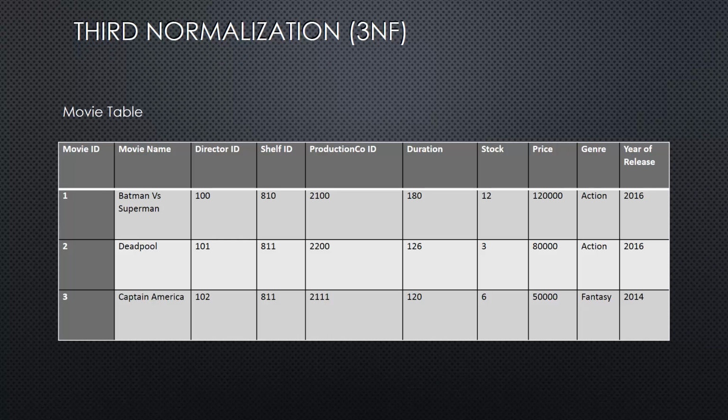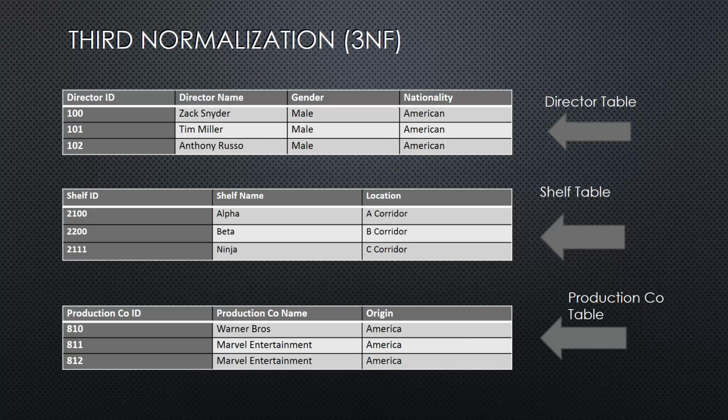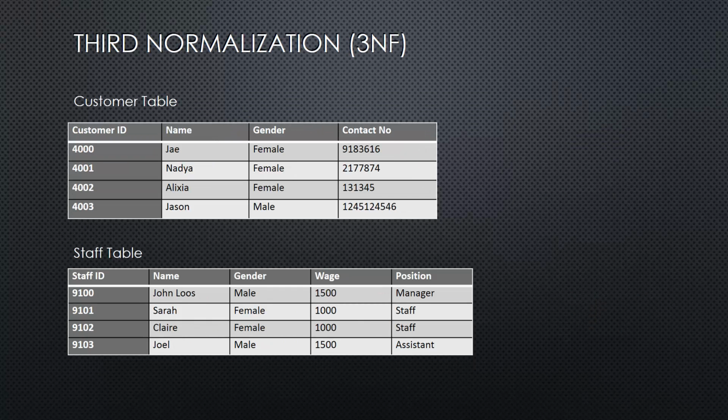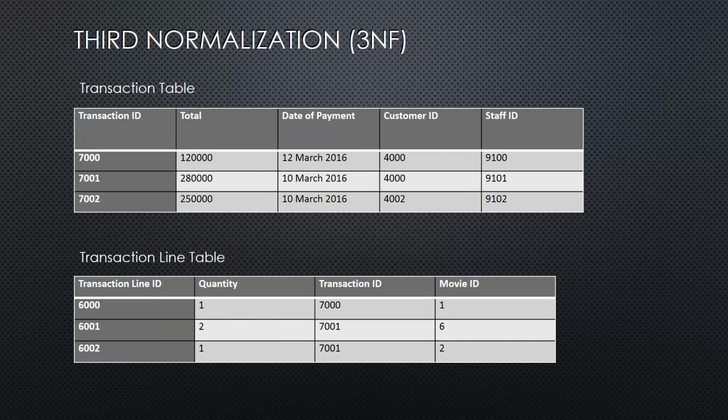In the third NF, the movie, director, shelf, and production company tables remain the same. However, we can see that we have modified the staff and the customer table by eliminating the column of total purchase and transactions done. Instead, we have made two new tables, which are transaction line and transaction. The transaction line table is used to see the quantity of a movie being purchased within a transaction.